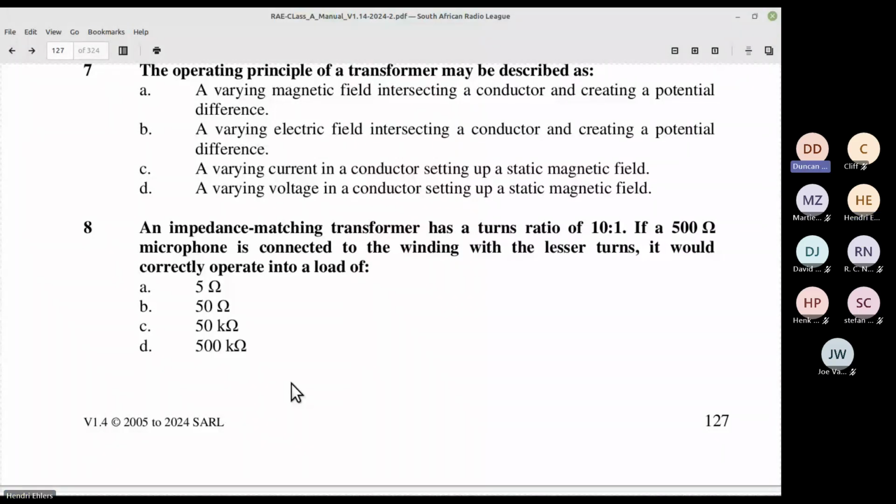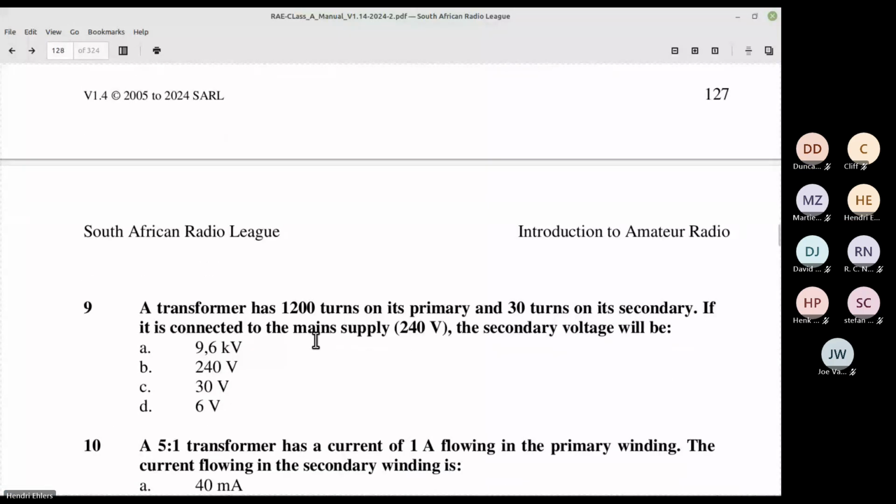What messed me up was the turns ratio was given 10-1, but then putting the input onto the secondary side, it's effectively 1-10, and I think that wording afterwards messed me up. Yeah, that's it.